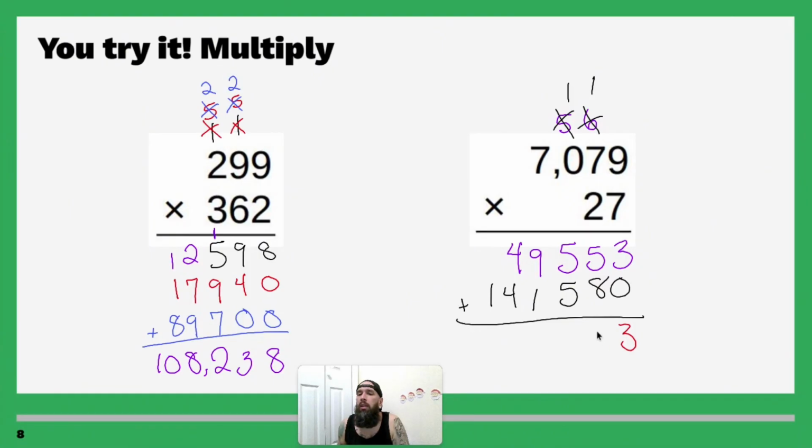5 plus 8 is 13. So write out the 3, carry the 1. 1 plus 5 is 6, and 6 plus 5 is 11. Write out 1 and carry the 1.